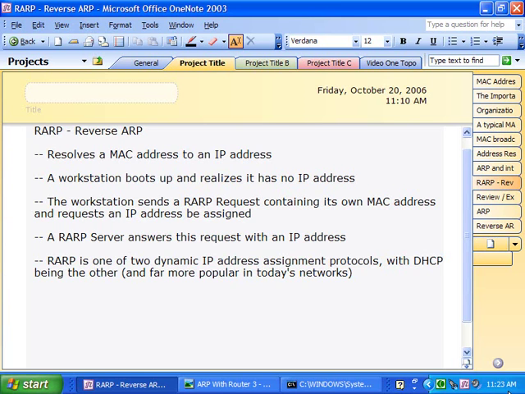Nothing at all. It's the workstation itself, the local workstation booting up and saying, hey, I don't have an IP address, I got to get one. And if that workstation is configured to use reverse ARP to do so, then it sends that request, and a reverse ARP server will answer it.